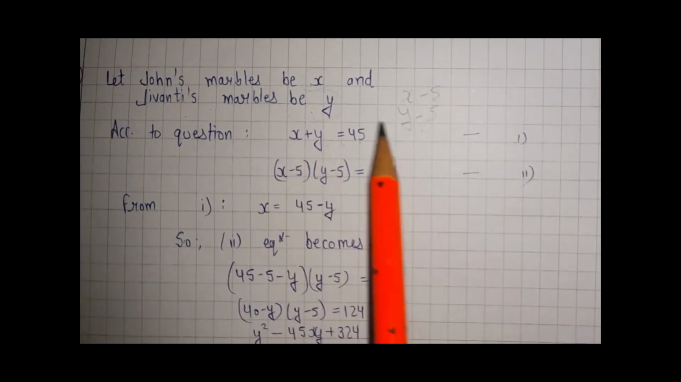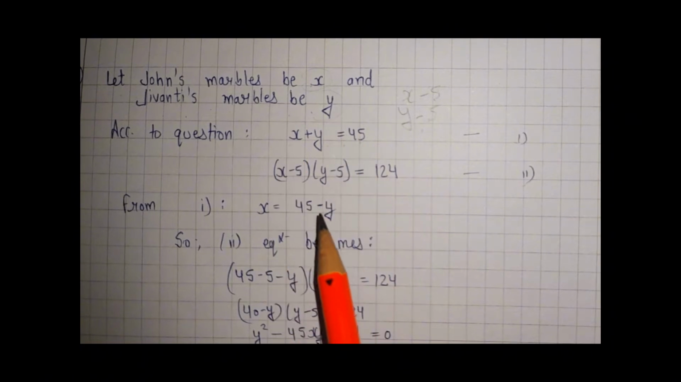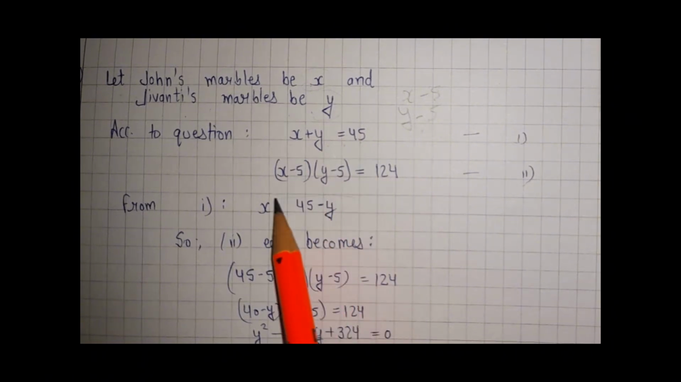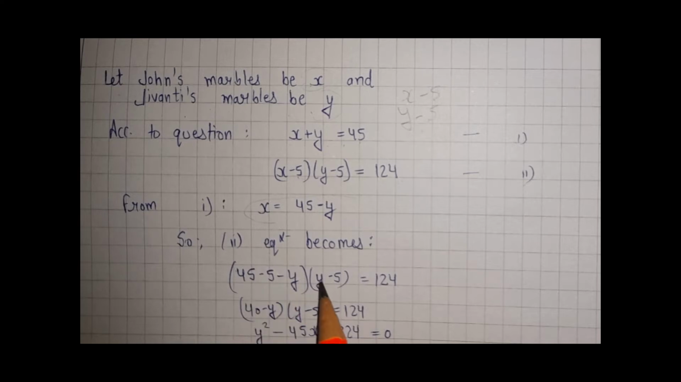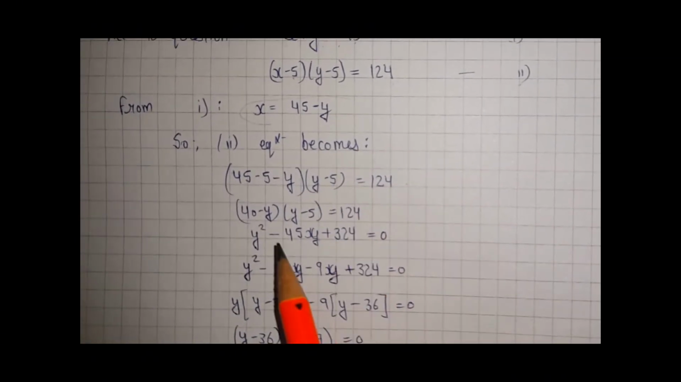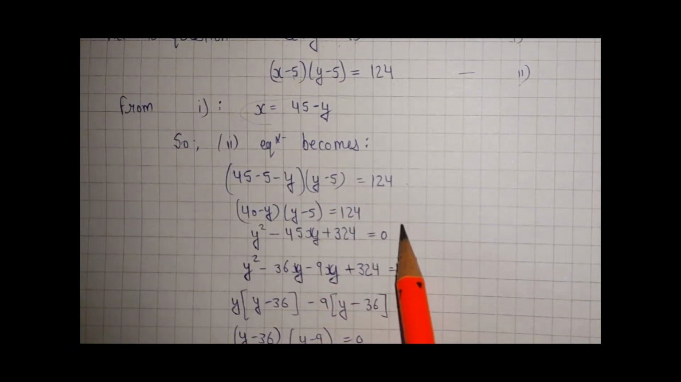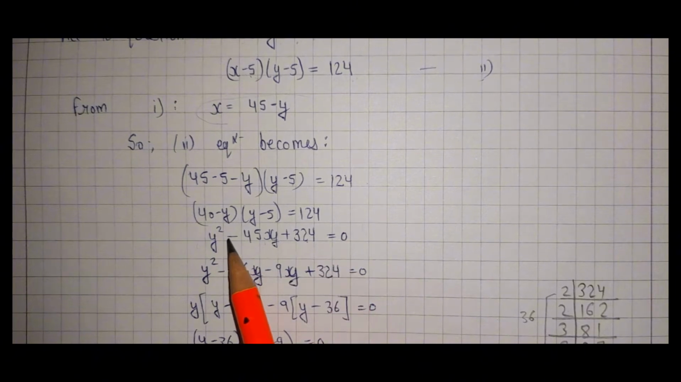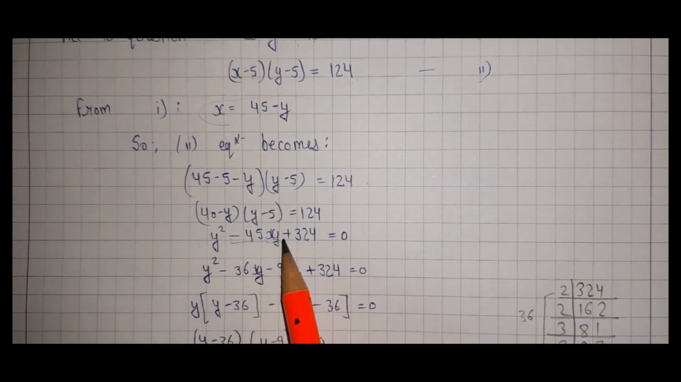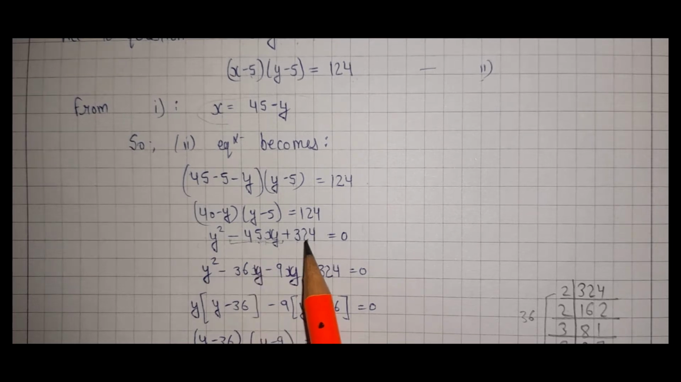From the first equation, x = 45 - y. Substitute this value of x in the second equation, so we will have (45 - y - 5)(y - 5) = 124. After solving, we will have y² - 45y + 324 = 0. This is our quadratic equation. To solve this equation, we need two numbers such that after their addition we will get -45 and after their multiplication we will get 324.